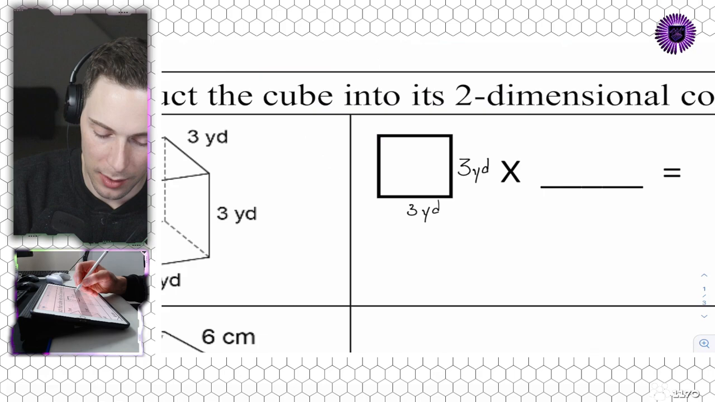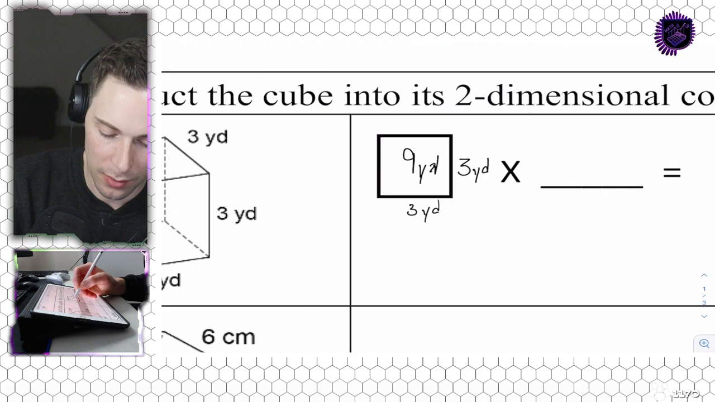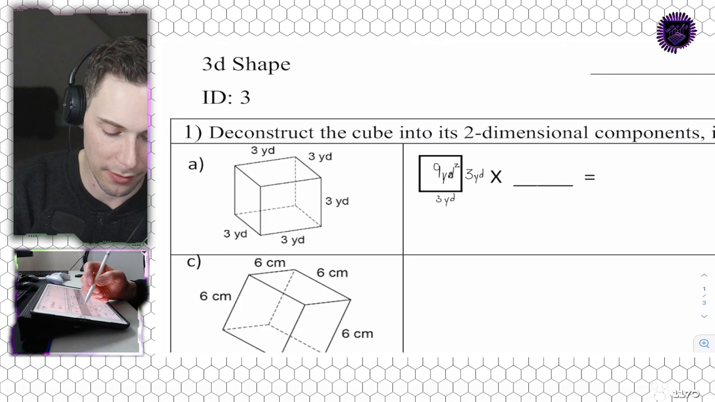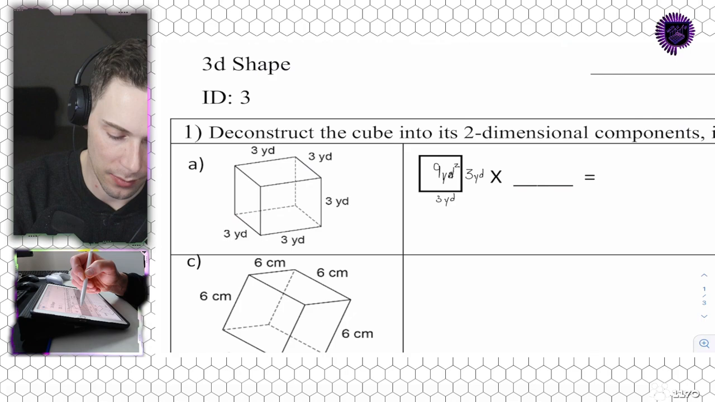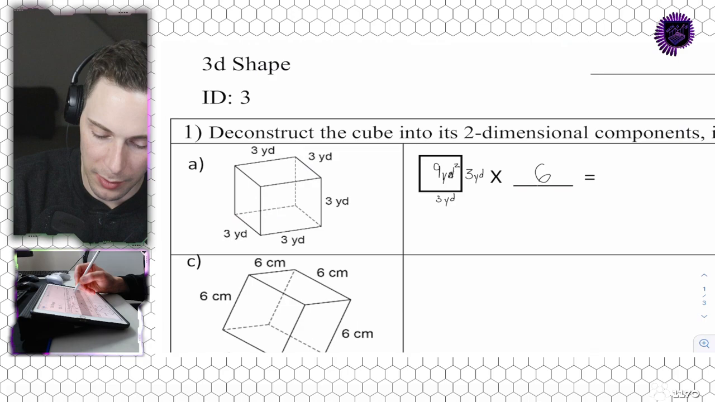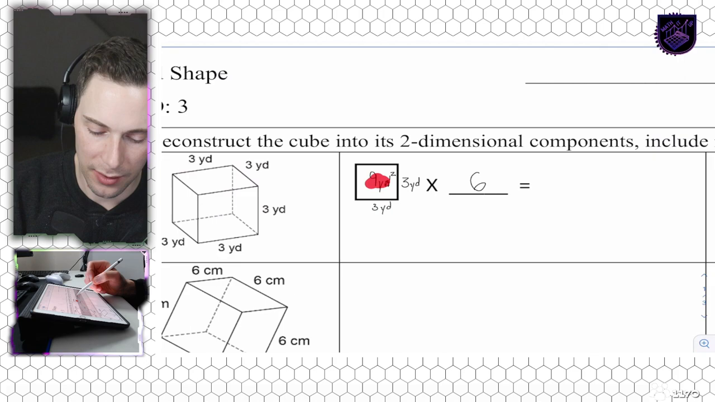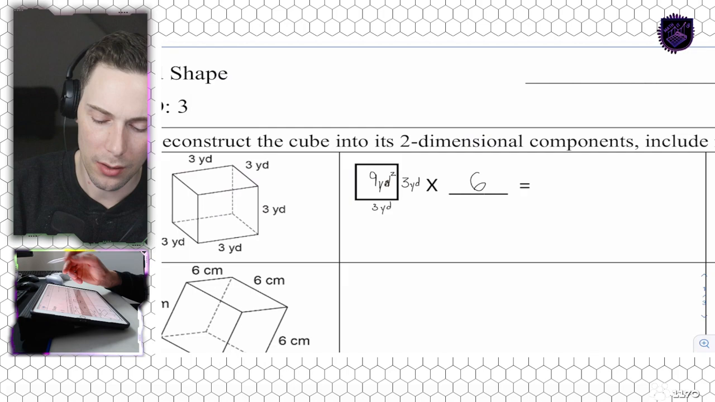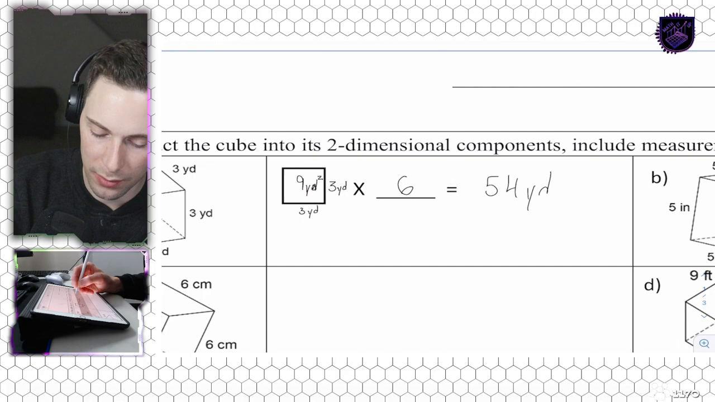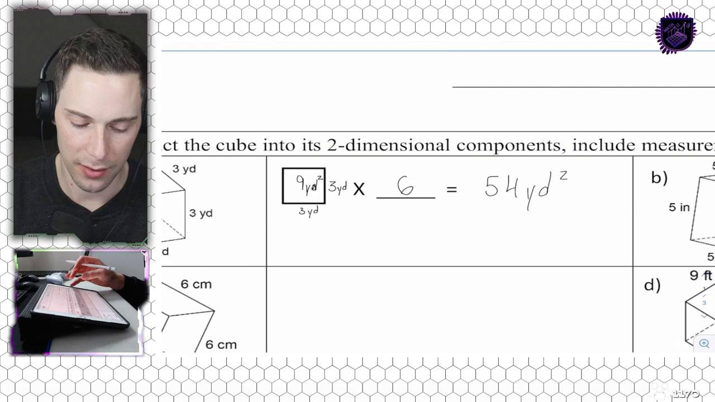And this would make the area of this shape length times width, for a total of 9 yards squared. So how many sides do we have on this shape? We have 1, 2, 3, 4, 5, and 1 on the back for 6. 6 sides total, so we're going to multiply this by 6. 9 yards times 6 is going to equal 54 yards squared. That's going to be our answer for the surface area of this 3D shape.